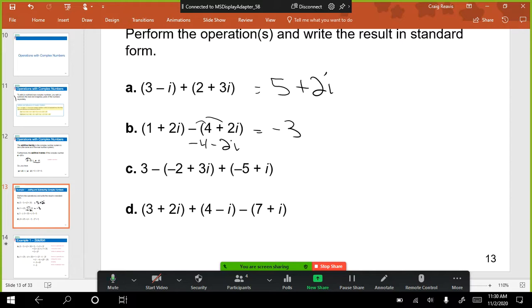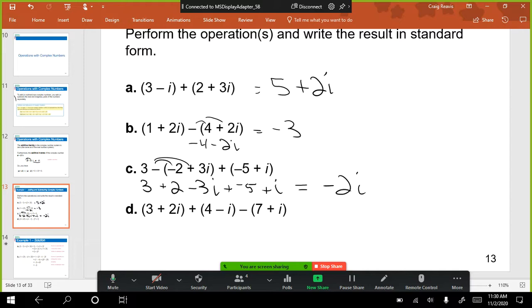This one, I'm going to distribute this negative here, so this would become plus 2 minus 3i, and then that's going to be plus a negative 5 plus i. And so I just combine my real parts. 3 plus 2 minus 5 is 0. Negative 3i plus i is negative 2i. So that just simplifies down to negative 2i.